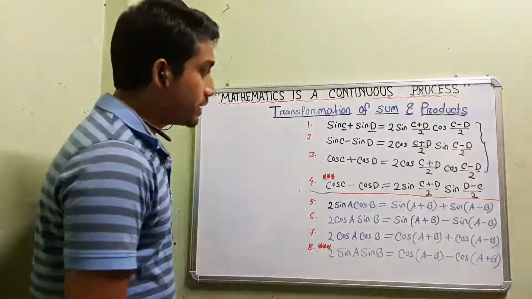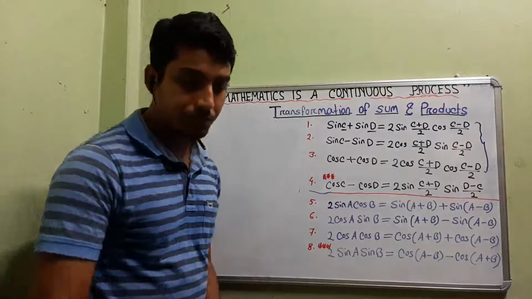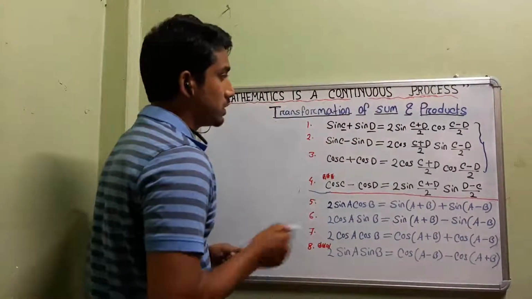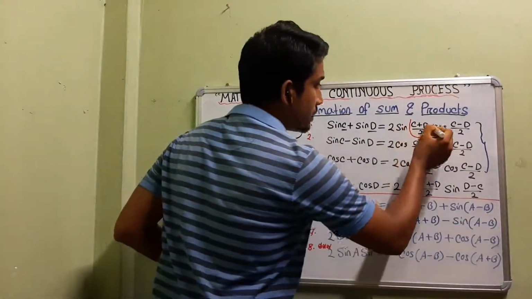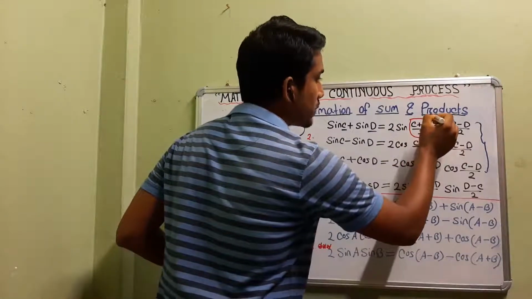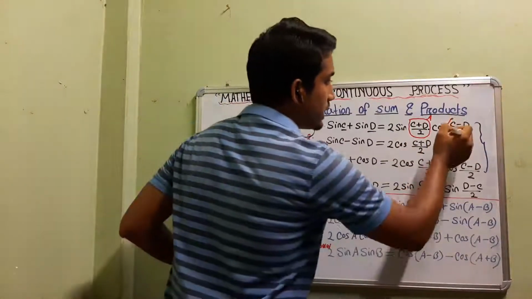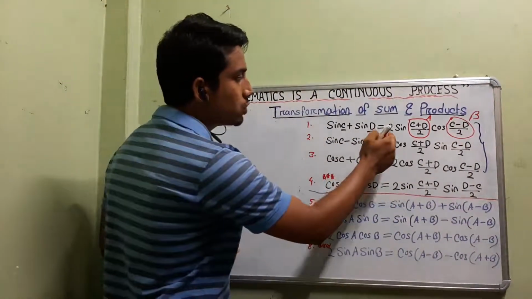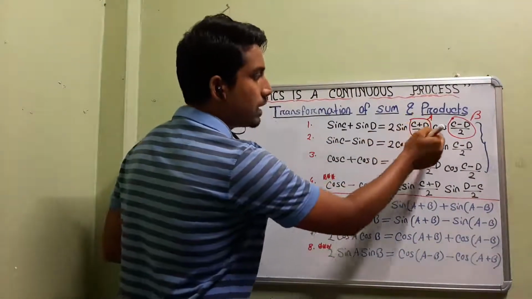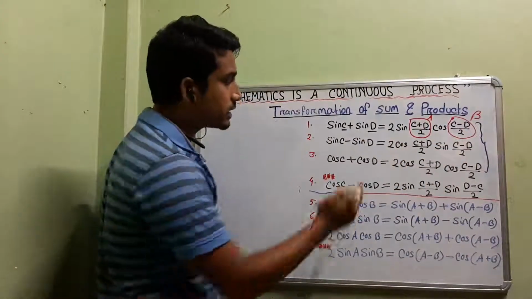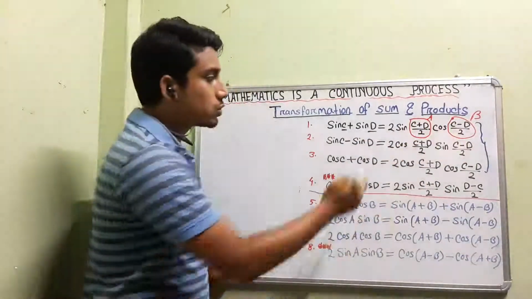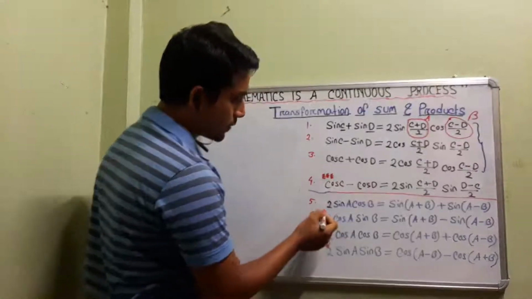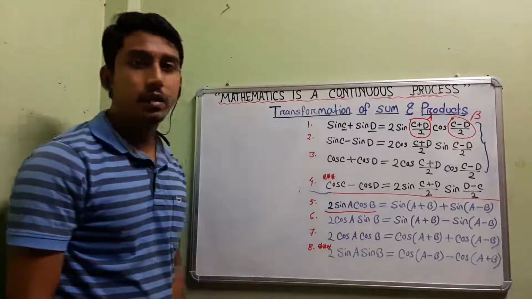You see how? Suppose this one, (C plus D)/2, we are considering as the angle A, and this angle I am considering as the angle B. So we can read it as 2 sin A, the full angle, cos B, isn't it? We can read like this, 2 sin A cos B. So 2 sin A cos B, this is the first formula.